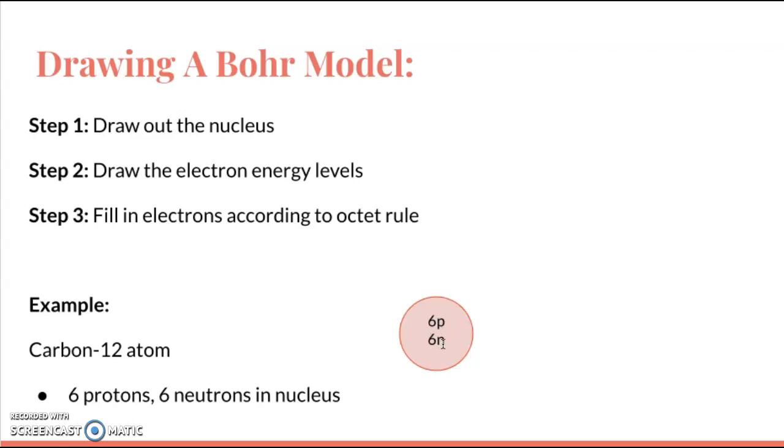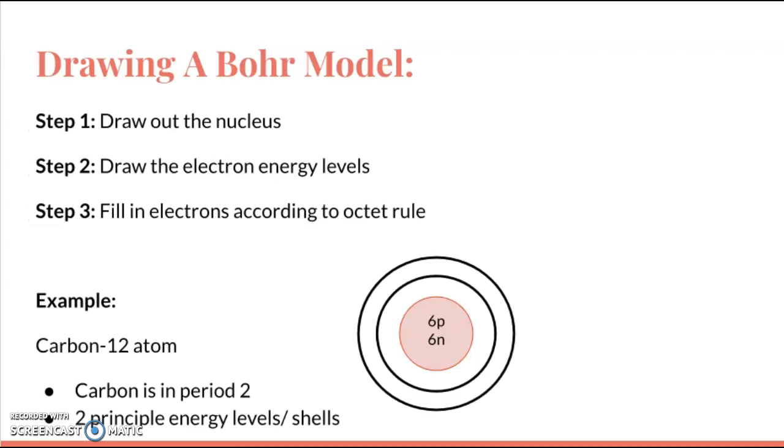Once you complete step 1, drawing out the nucleus, you can then draw out your energy levels. I'm going to know how many energy levels to draw because carbon is in period number 2, so I'm going to have 2 energy levels. And I would draw that out like this. So I now have 2 energy levels surrounding carbon.